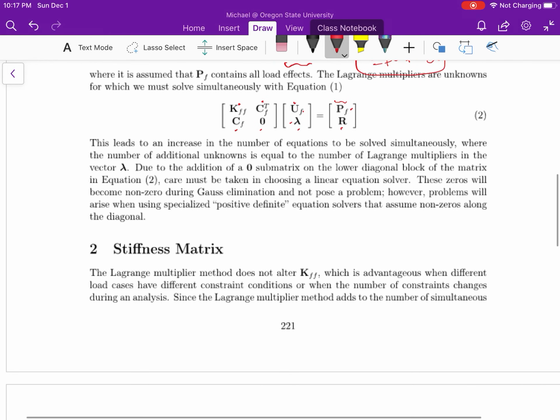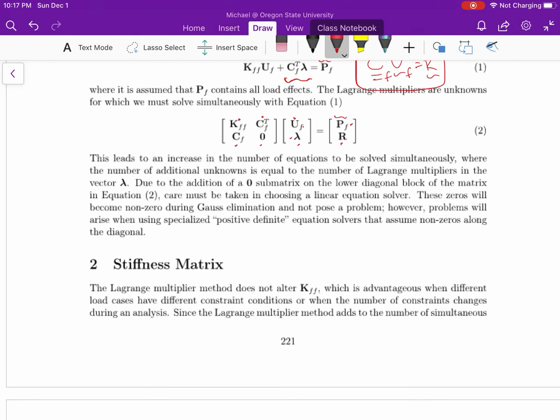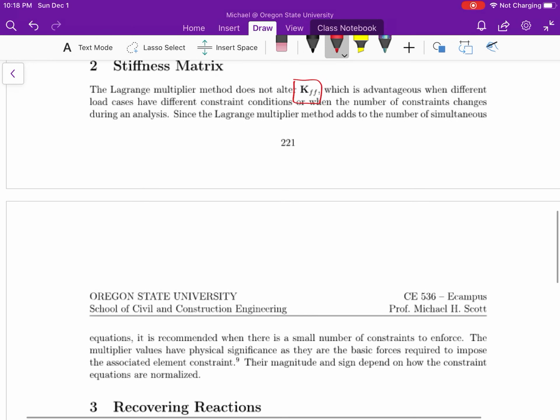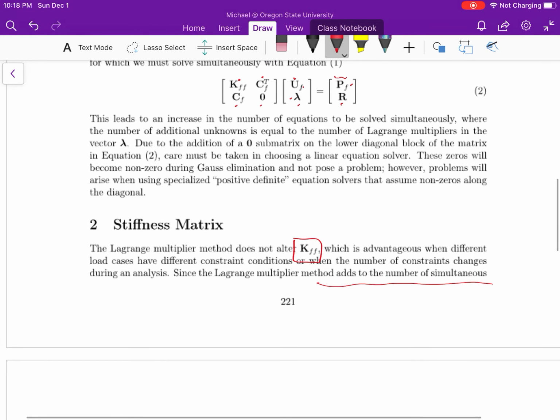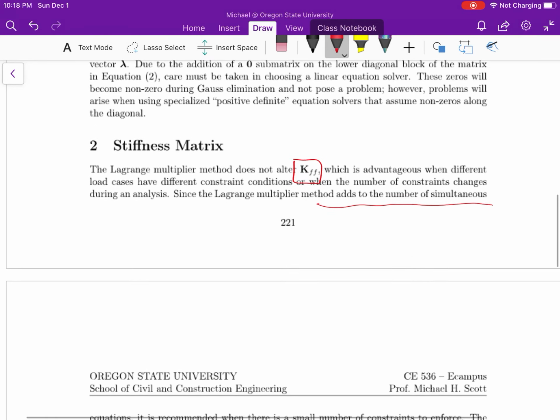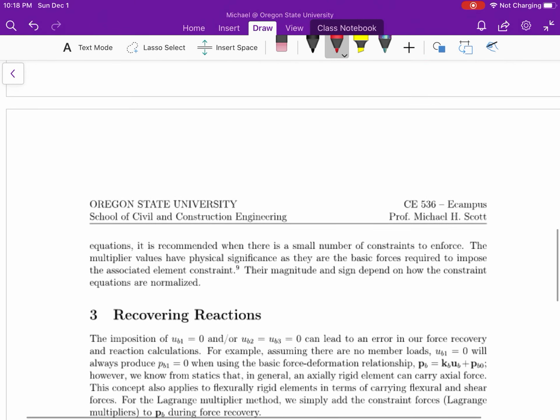One of the advantages of the Lagrange multiplier method is that it does not alter KFF like the transformation method and the penalty method do. This is advantageous if you're looking at different load cases with different constraints. However, this adds to the number of unknowns in our simultaneous equations. So the computational cost of solving equation 2 can become large if you have a lot of constraints.